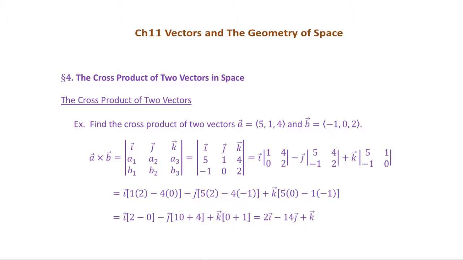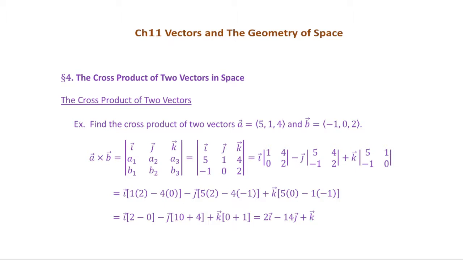And then you just compute the determinants of the 2 by 2 matrices. So the determinant of the first matrix will be 1 times 2 minus 4 times 0, and the determinant of the one in the middle will be 5 times 2 minus 4 times negative 1, and then the determinant of the third 2 by 2 matrix will be 5 times 0 minus 1 times negative 1. Okay.